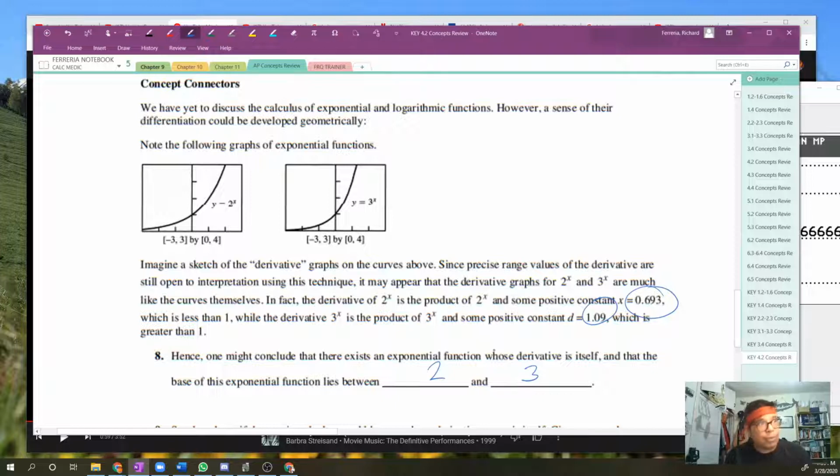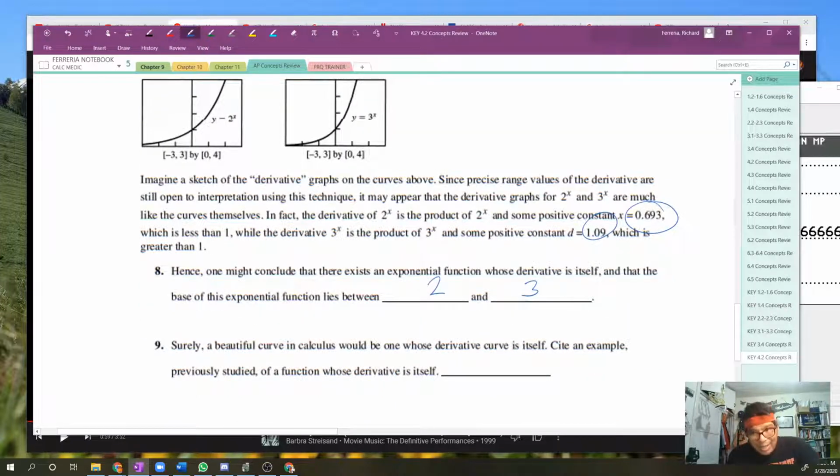Okay. In fact, we know what number that is. That number is actually e. And e, as you'll remember, is 2.71828, approximately. So cite an example previously studied of a function whose derivative is equal to itself. Yeah, we know what that is. It's y equals e to the x, which is, by the way, 2.71828182845 to the x power. Okay? And that kind of fits the hypothesis.